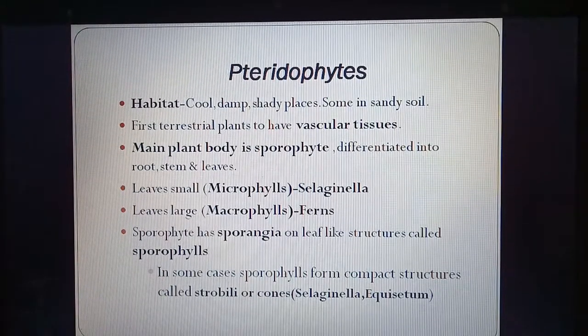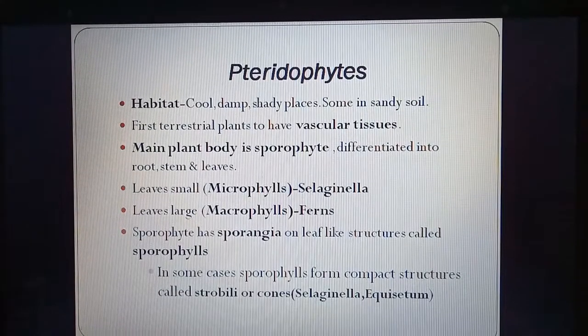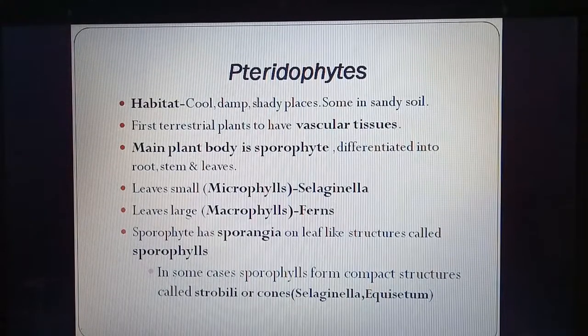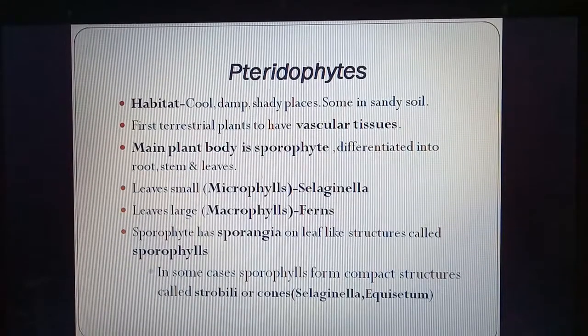Now they are the first terrestrial plants or first land plants to have vascular tissues, means they are the first plants to have xylem and phloem. This is an important character in view of evolution. The main plant body is sporophyte. So the main plant body is vegetative. It is diploid or 2n and it has root, stem and leaves properly developed.